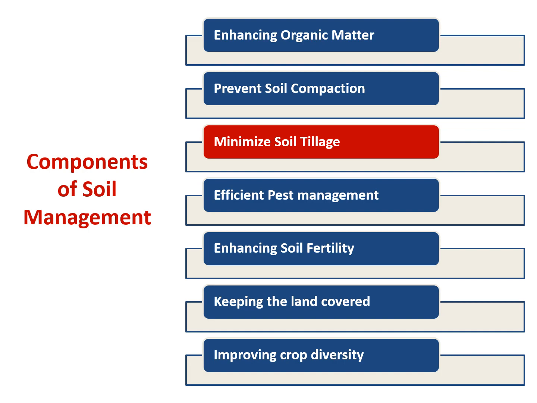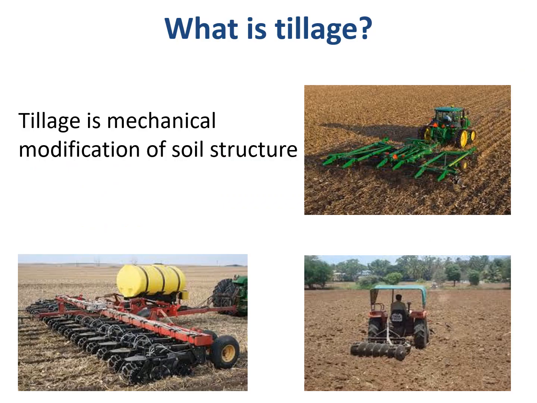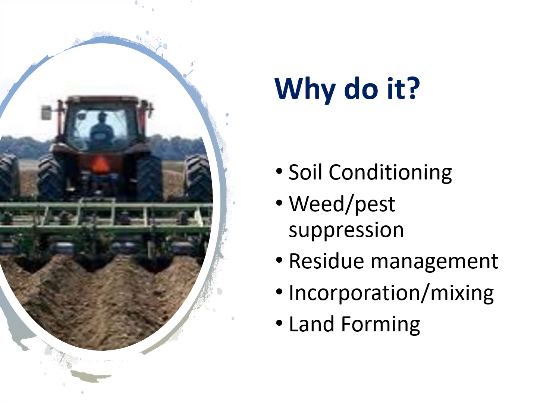The next component which we can manage is to minimize the tillage. Tillage is a mechanical modification of soil structure. So we do it in different ways. We have the simple cultivator, we have disc harrows, we have rotavators, and many kinds of things which we use. All this is tillage. Why do we do that?